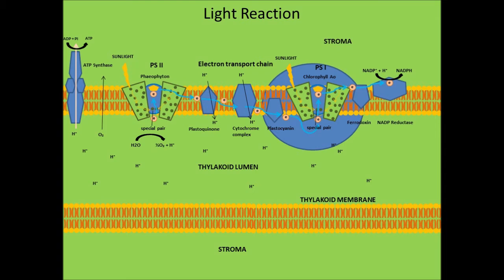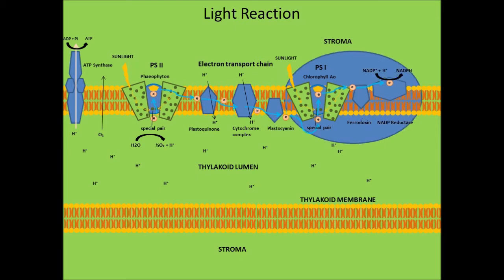The excited electron then passes to a primary electron acceptor known as chlorophyll A0. The chlorophyll A0 primary electron acceptor of photosystem 1 then passes the excited electron to a molecule called ferredoxin, and from there to NADP reductase. The energy of the electron is used by the NADP reductase to synthesize NADPH, binding hydrogen ions to molecules of NADP, moving freely in the fluid of the stroma.